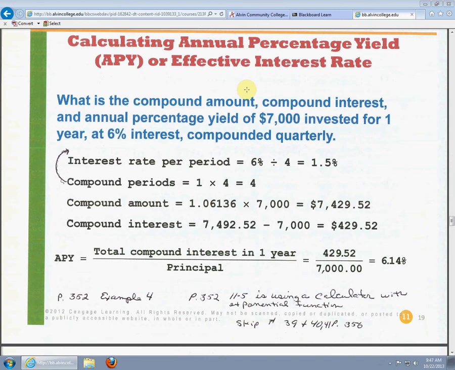1.06136. Multiply that times your principal, and the $7,429.52. Compound interest, remember we take the compound amount, subtract out what the original principal was, $429.52, and then to find the APY, we take that total compound interest for 1 year, $429.52, and divide it by the principal. So the APY is 6.14%. So you're okay so far? Okay. Questions?